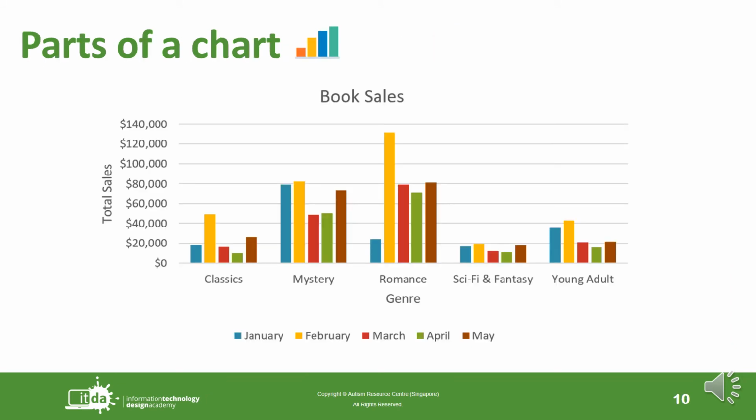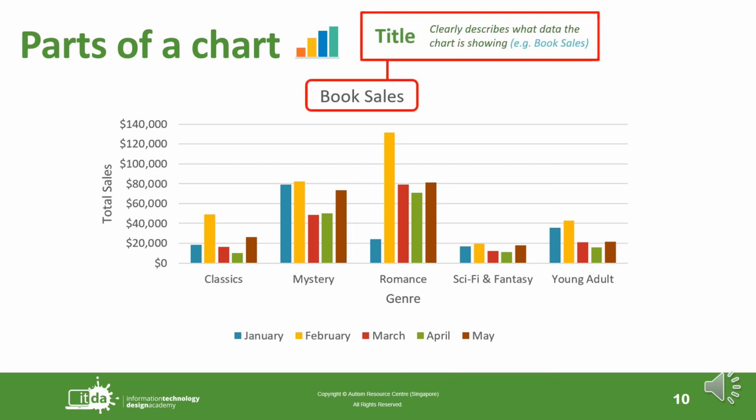Now moving on, we're going to look at the different parts of a chart. So the chart we're going to use for this example is our typical column chart. Now some parts of the chart may vary for different kinds of chart, but it's better for us to have a general understanding from one that is commonly used. So let's take a look at this column chart of book sales in particular. What we see is that on top of the chart, there is a title, and this should clearly describe what data the chart is showing.